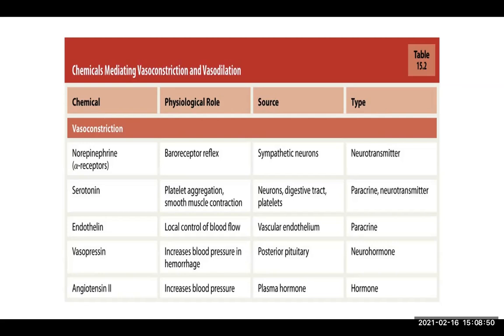Next one's endothelium, which is a paracrine signal. It comes from the endothelial cells or the endothelium, and it controls local blood flow. So just in small concentrated areas. Vasodilation is the opposite side of that.